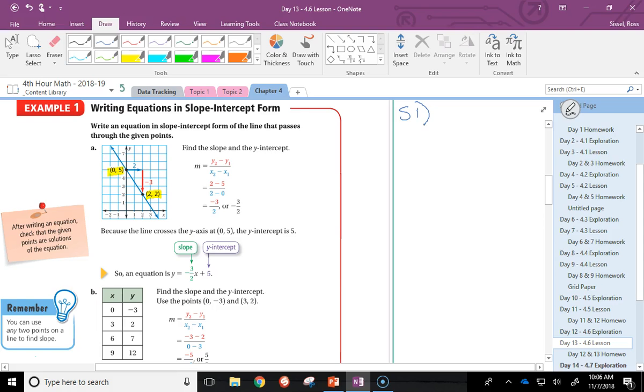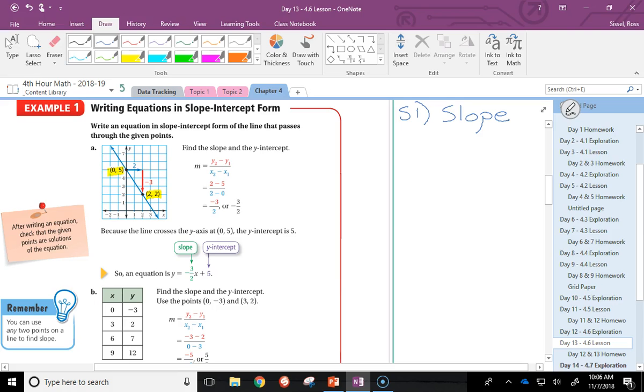Is there not a day 13 exploration? What? Is there not a day 13 exploration? We did that yesterday. This is day 12. Yeah. Day 12, x 4.6 exploration. Day 13. Today's the next day.